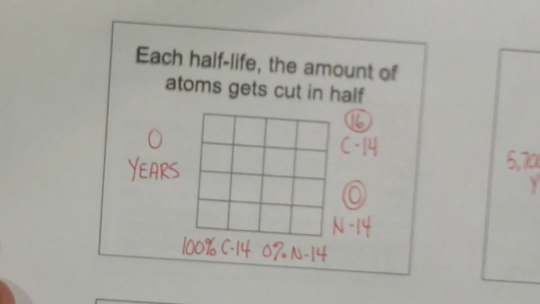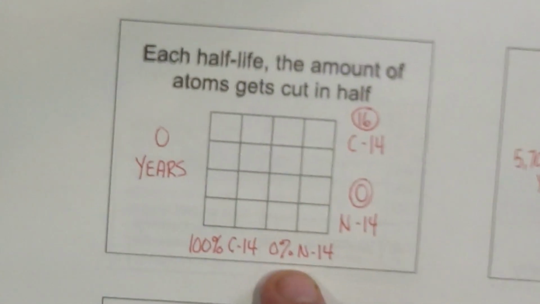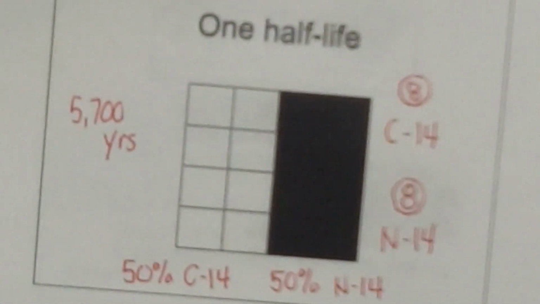If scientists analyze a fossil of an organism that recently passed away, they might expect to find 100% carbon-14 and 0% nitrogen-14. If scientists examined a fossil that's 5,700 years old, they would find 50% carbon-14 and 50% nitrogen-14.